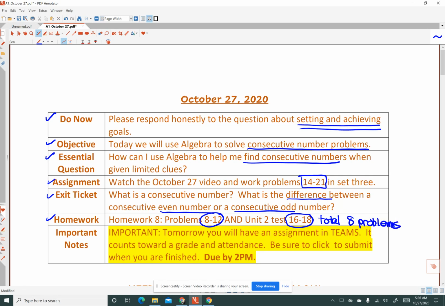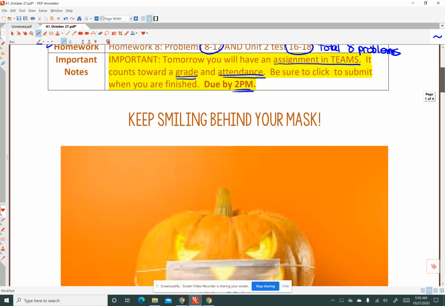Okay, and remember, tomorrow is Work from Home Wednesday, so you'll have an assignment in Teams, and it does count toward a grade, and it counts toward attendance, and it is due by 2 p.m. So let's get started, and this was our do now today.